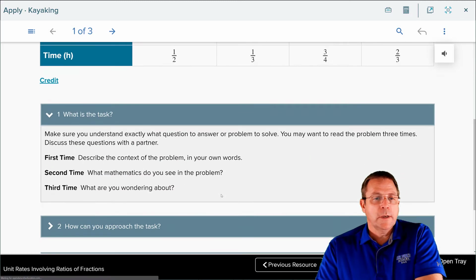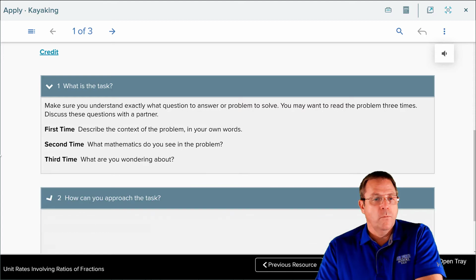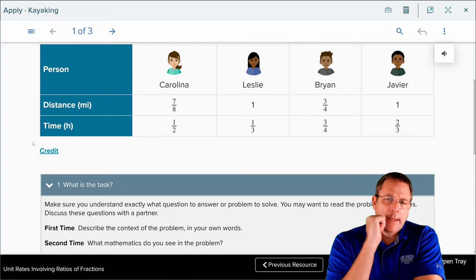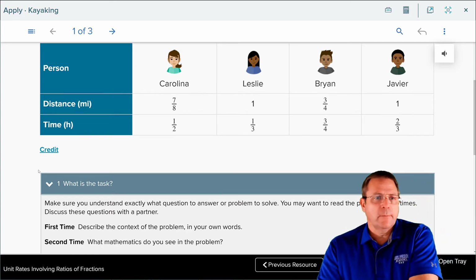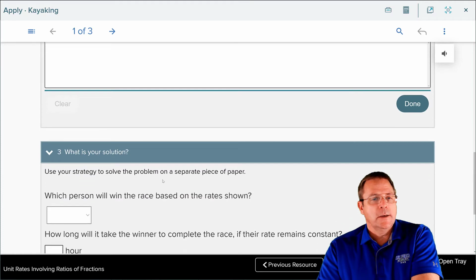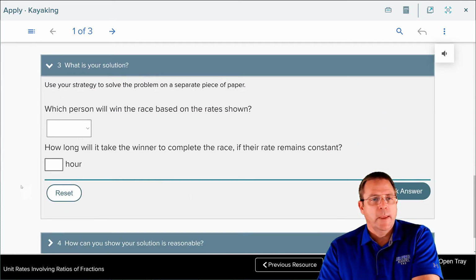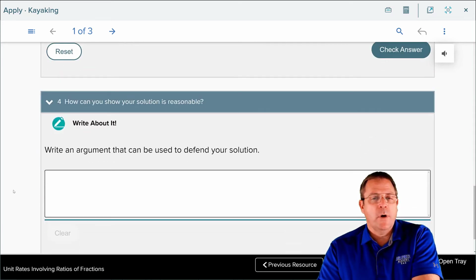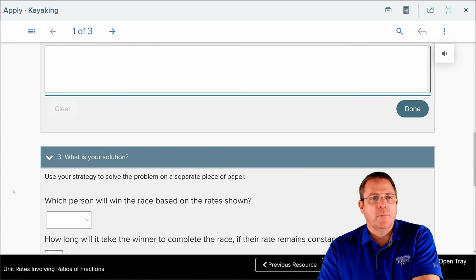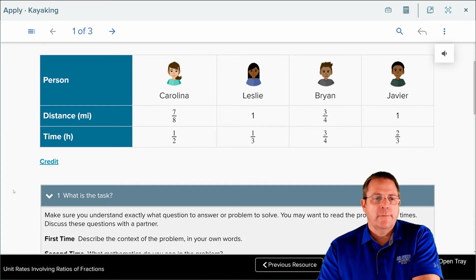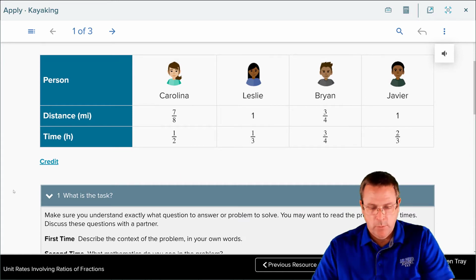From there, we can go down and say, how can you approach this task? Well, excuse me, I'm not going to answer that yet. I want you to pause the recording in a minute and answer that, and then we'll compare answers. Next, type in your solution, and then finally write an argument about why you think your solution is reasonable. So pause the recording, do all of that, and then get back with me. I look forward to seeing what you put.